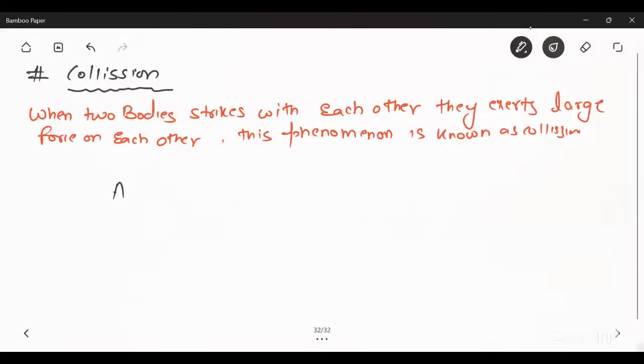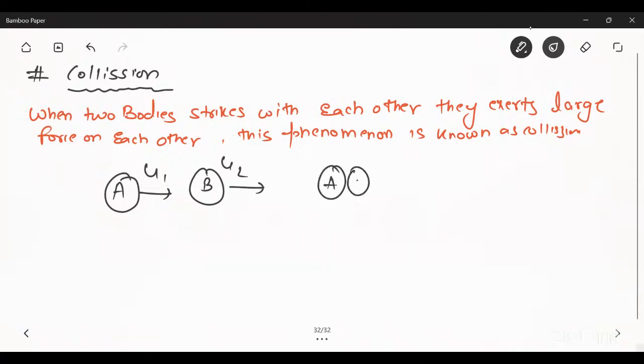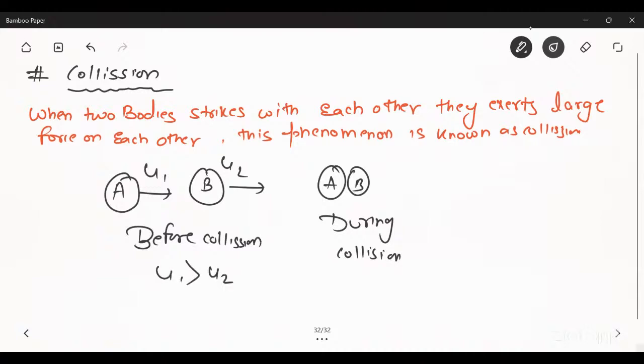Suppose firstly there was a body A moving with initial velocity u1 and body B moving with initial velocity u2. They will collide with each other; that is during collision, and that was before collision. Before collision, u1 is greater than u2. And after collision, A moves with velocity v1 and B moves with velocity v2. That means v2 is greater than v1.